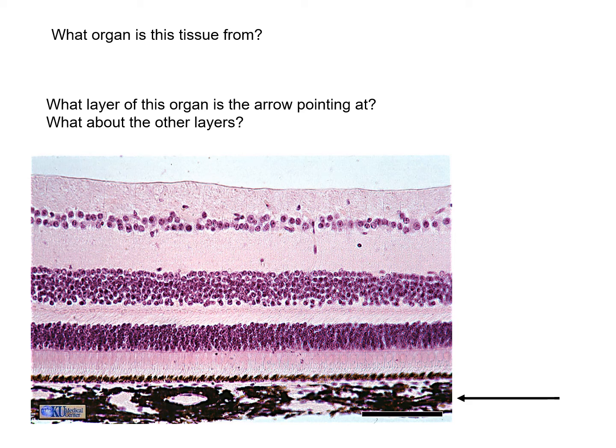It is the eye. But what layer is the arrow pointing at? Hold on. The choroid. That is true. And could you identify the other layers if the arrow was pointed to it?